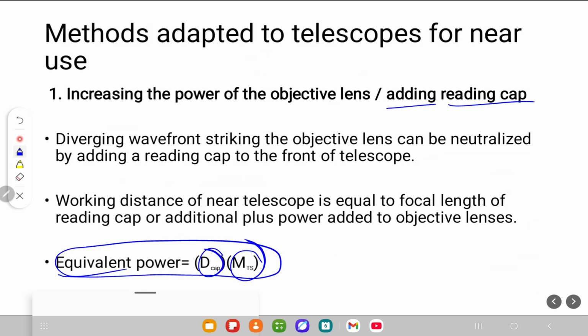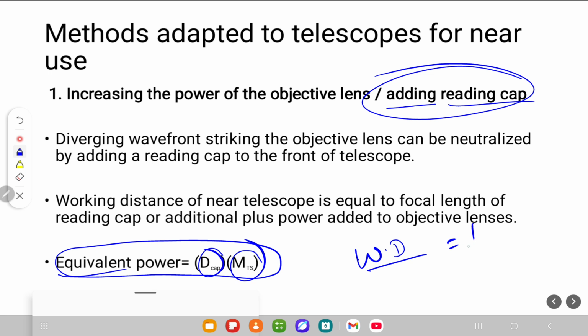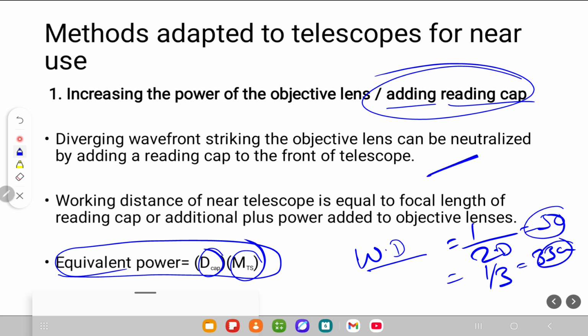This setup we call a telemicroscope, and just remember the working distance of a telemicroscope is always the inverse of the reading cap power. If the reading cap power is 2 diopter, the working distance is 50 centimeters. If it is 3 diopter, the working distance is 33 centimeters. It's always the focal length. You put the object at the focal length, then light goes parallel, and that parallel light is used by the telescope, because a telescope always works with parallel light, which is very helpful.